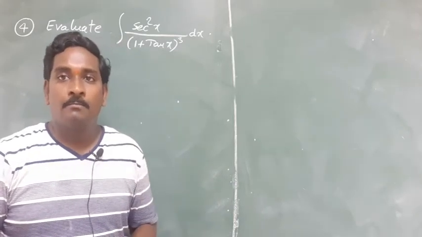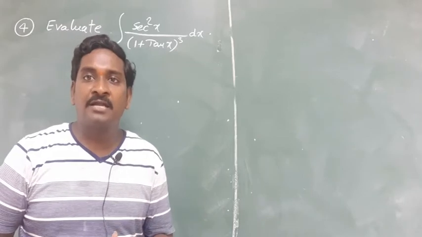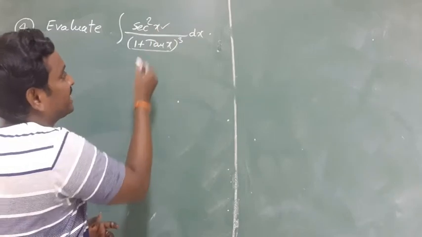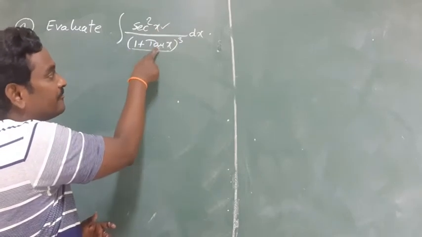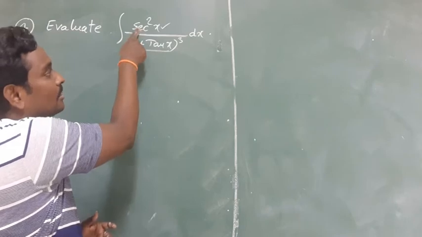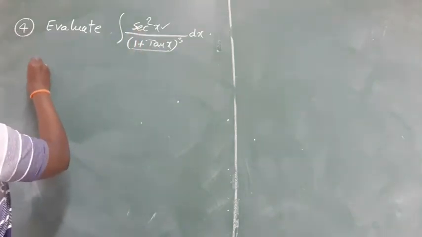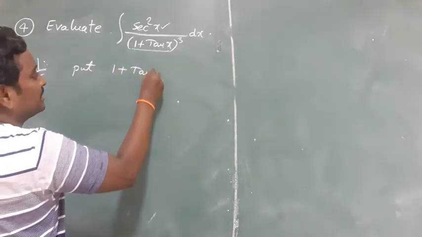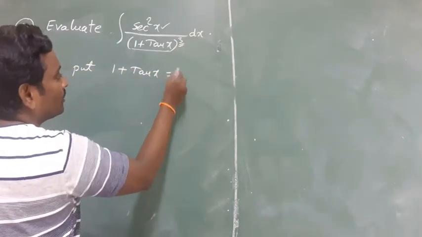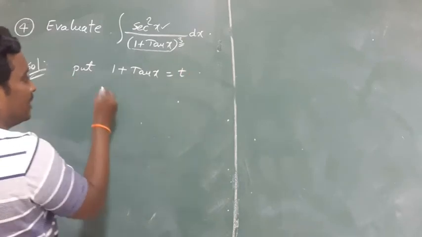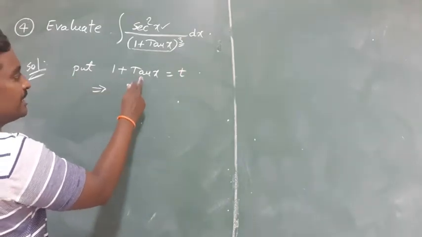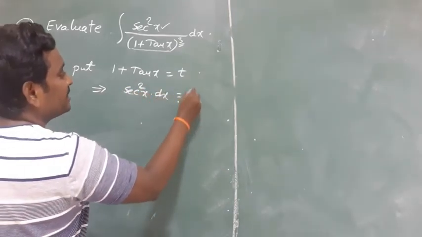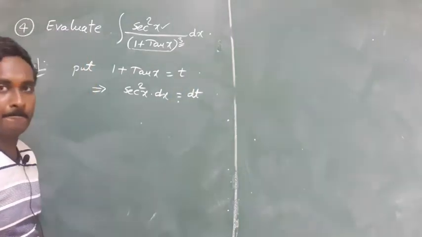What is the suitable substitution here? Think. Just by eye contact, we can observe that the derivative of 1 plus tan x is secant square x. The derivative of 1 is 0, and the derivative of tan x is secant square x. So you can use the substitution 1 plus tan x. Don't take the whole cube. 1 plus tan x is equal to t, and directly write here secant square x dx is equal to dt.